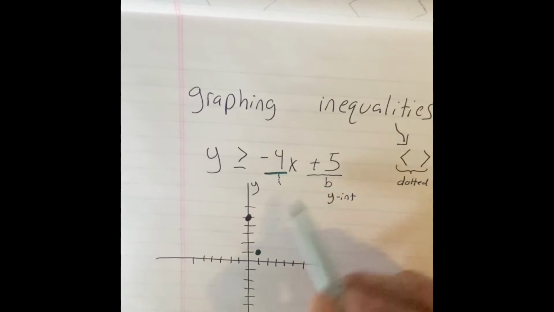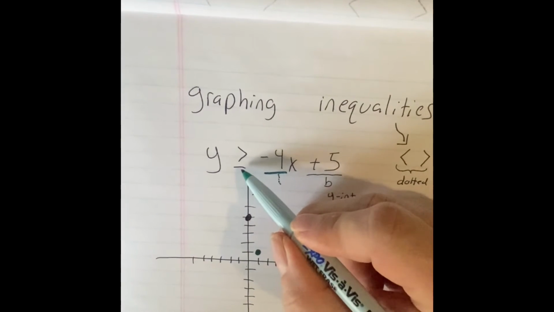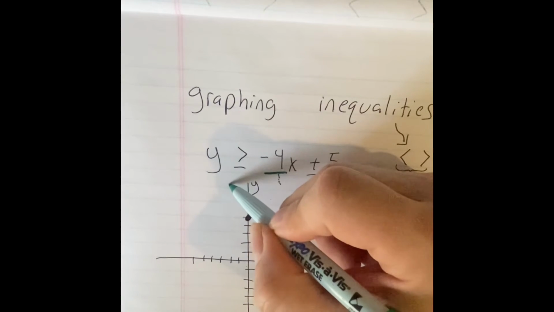So we started up 5, and we went down 4 over 1. Since we have a line under it, it's not going to be dotted this time, it's going to be solid. Our last example was a dotted line. So we're going to do a solid line.